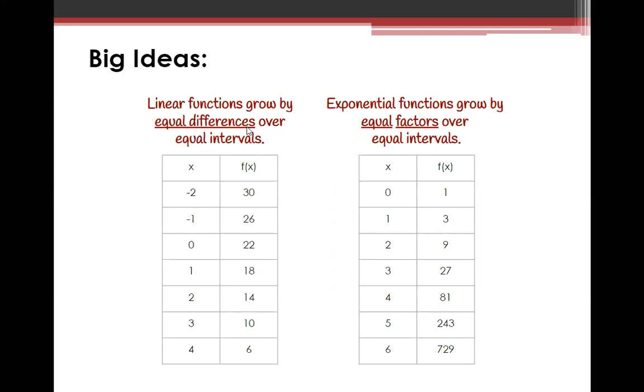So this is what you do. When you look at these, it says linear functions grow by equal differences over equal intervals. So the equal intervals mean that you're going up consecutively the same amount each time for x. Do you guys remember what consecutively means? One after the other? So if you're at 0, what's the next one? 1, then 2, then 3, then 4. So are there equal intervals?